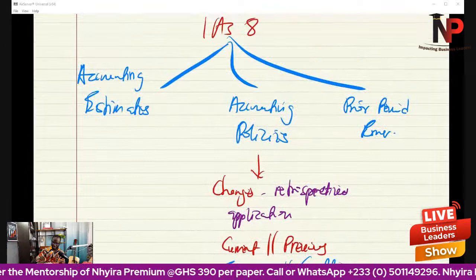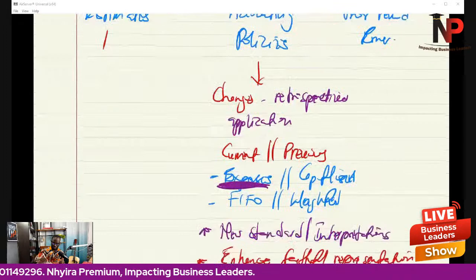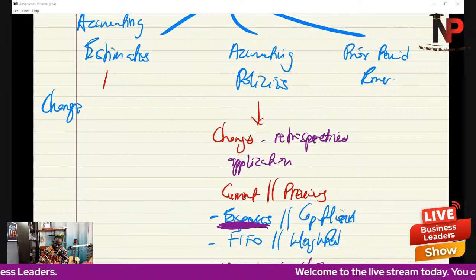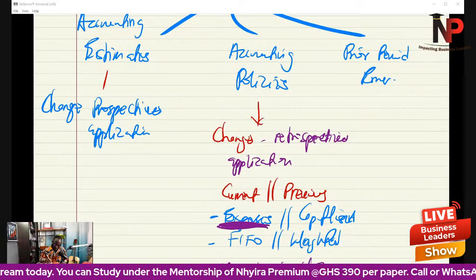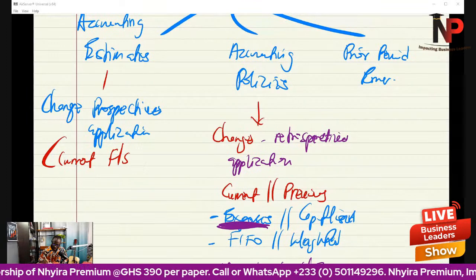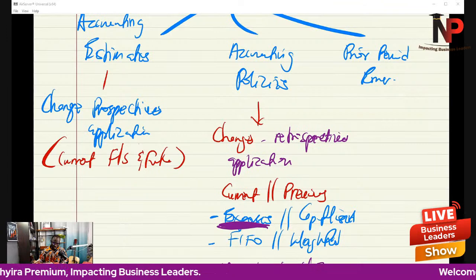Accounting estimate has to do with judgments. So if there is a change in accounting estimates, we apply it prospectively. That is prospective application. Prospective application means it affects only the current year financial statements and future financial statements. So we don't go back. It affects just the current financial statements and then future years' financial statements in that particular case.